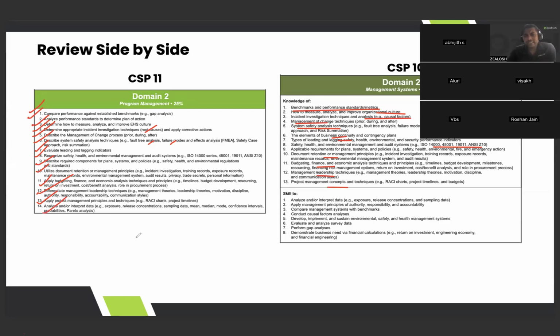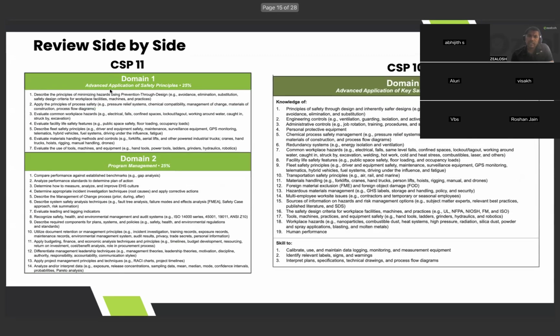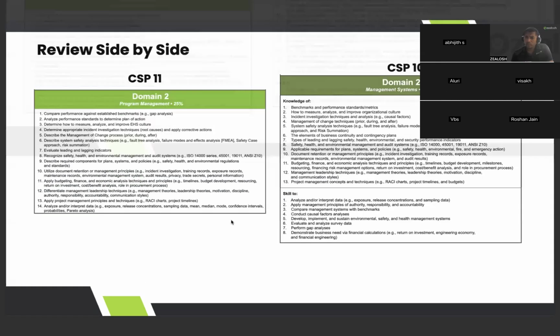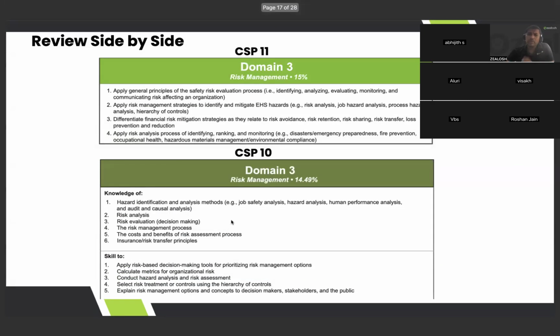So it is actually the same, which they have not told in the introduction part. You see that in the blueprint. Domain 2 is exactly domain 2 here. The name changed. Management systems was changed to program management. Domain 4 majority went to domain 1. And the name has changed to what? Name has changed to advanced application of safety principles. So first one is advanced application of safety principles. Second one is program management. Third is the same, risk management.